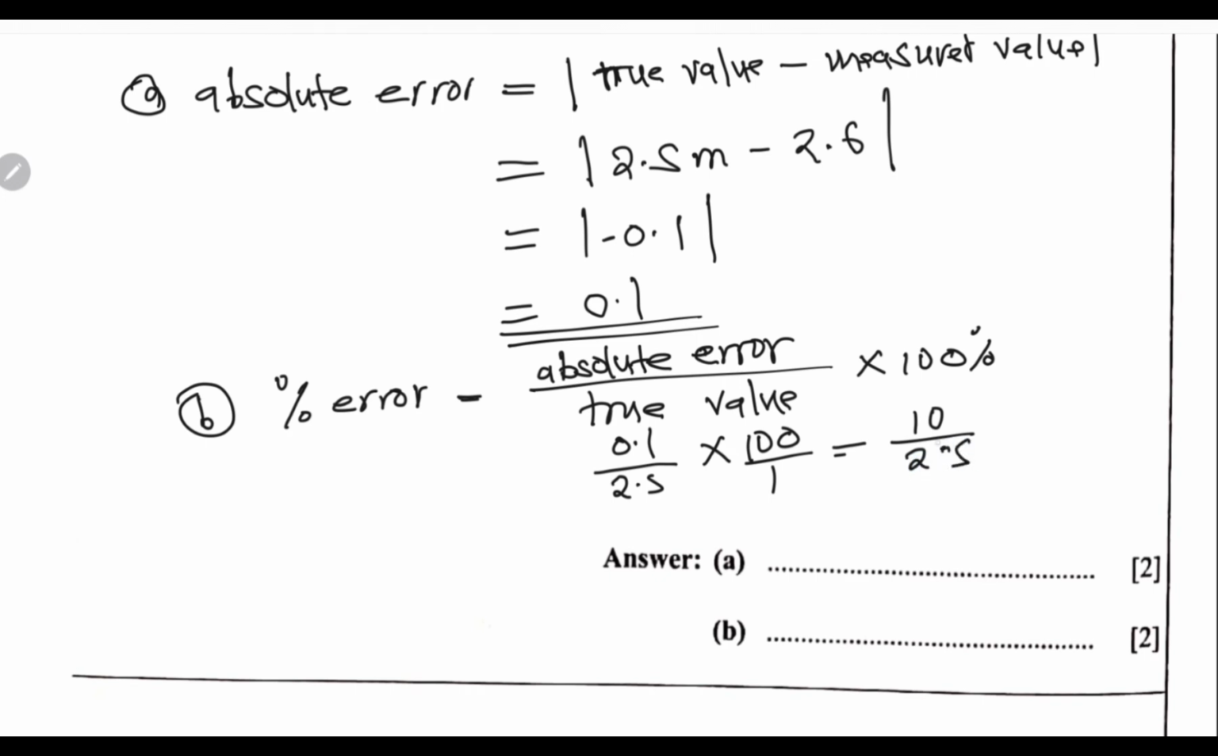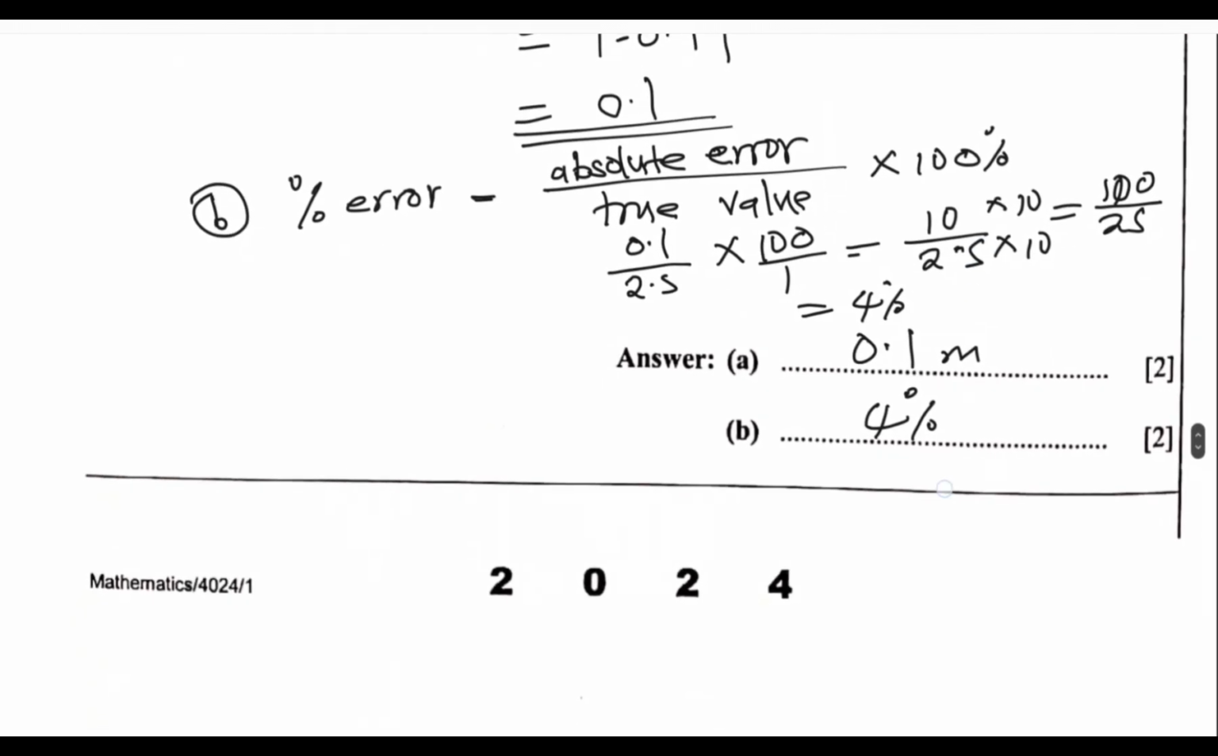Now, how do we get rid of the decimal? You simply multiply this side by 10, and you multiply this by 10. So this is going to be 100 over 25, and the answer is going to be 4. So 4%. So part A is 0.1 meters and part B is 4%. So this is our answer for part A and part B.